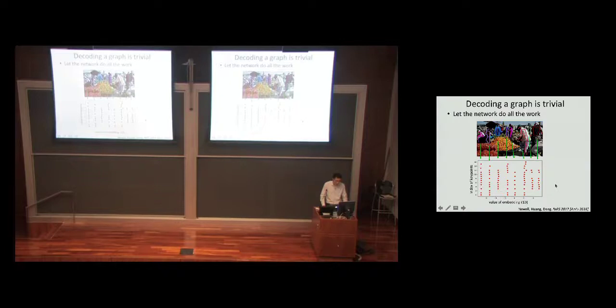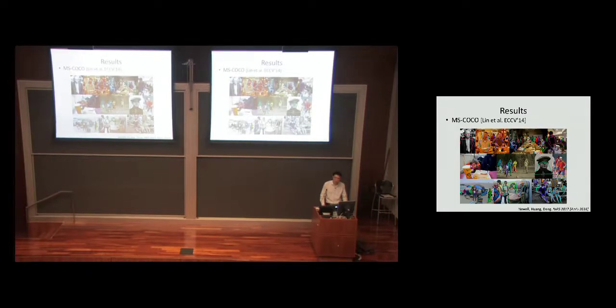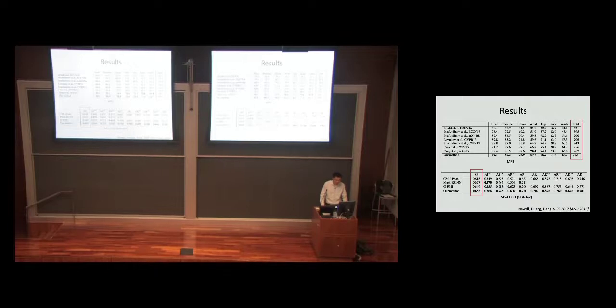And you can see that once you have such embedding output, decoding a graph is actually trivial, right? The network has already done the hard work. So you can just use a simple greedy method to put the things together. That's what we actually do. That doesn't involve any sophisticated discrete optimization. We simply use a greedy procedure to put the body joints together into different people. With this method, we evaluated on MPII multi-person pose, as well as MS-COCO, two very standard data sets, and we advanced state-of-the-art results on multi-person pose estimation. We outperformed all the prior methods, including Mask R-CNN.